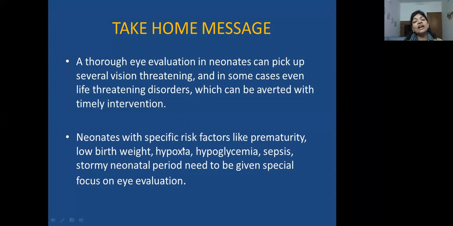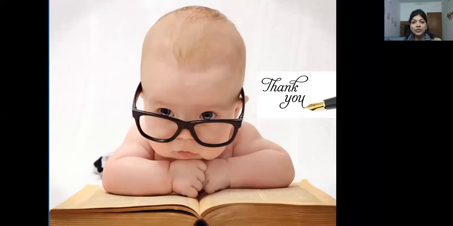So when you see any neonate with risk factors like prematurity, low birth weight, hypoxia, hypoglycemia, sepsis, and a stormy perinatal period, it's very important that you remember that all these conditions can affect vision, not just in causing ROP, but also they can have cortical visual impairment when they grow big. So it's mandatory that they are sent to pediatric ophthalmologists by the time they are 3 months of age. Thank you.